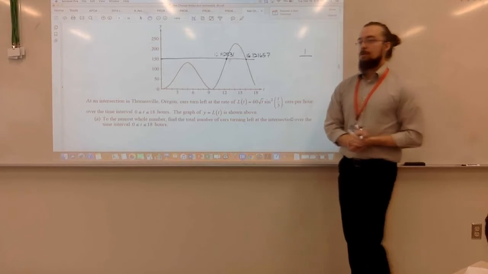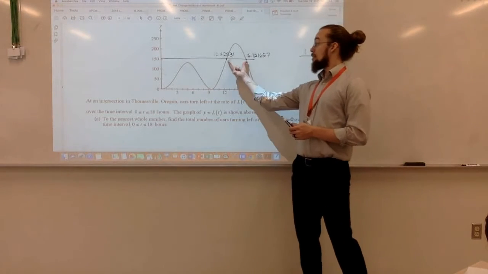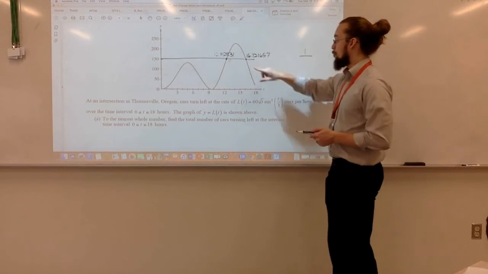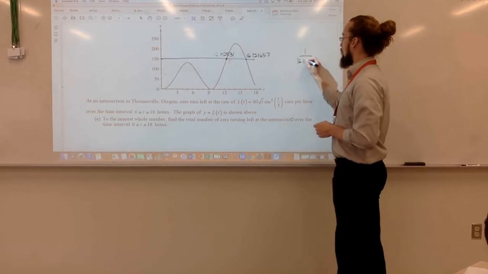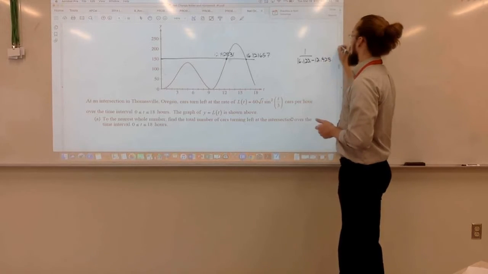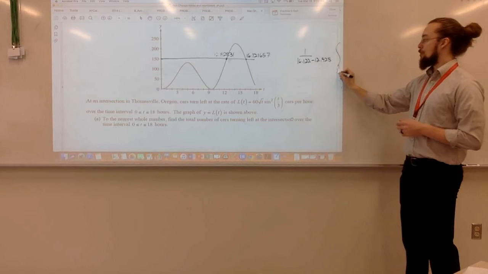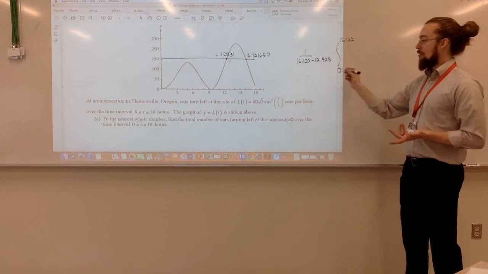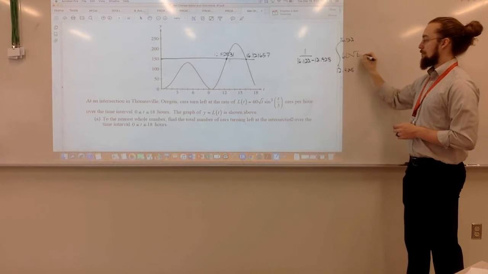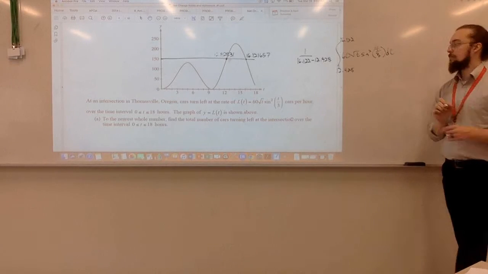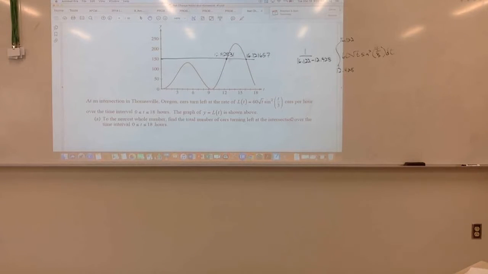Not 18 minus 0, not 0 minus 18. We're talking about this interval. So we would want to do 1 over 16.122 minus 12.428 times the integral between those two values, 12.428 to 16.122, of my function. Yep, we just plug all that into the calculator.